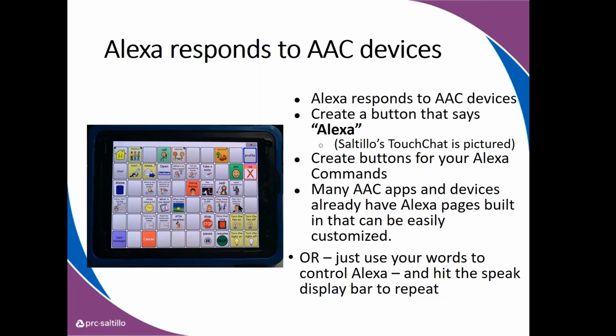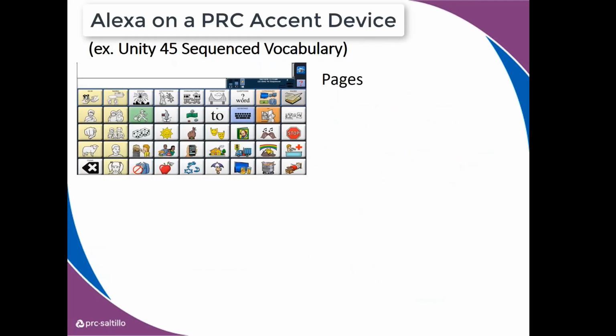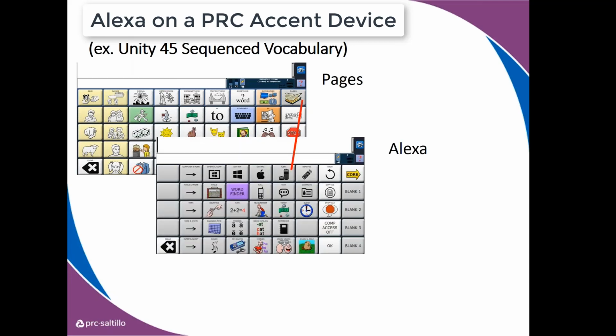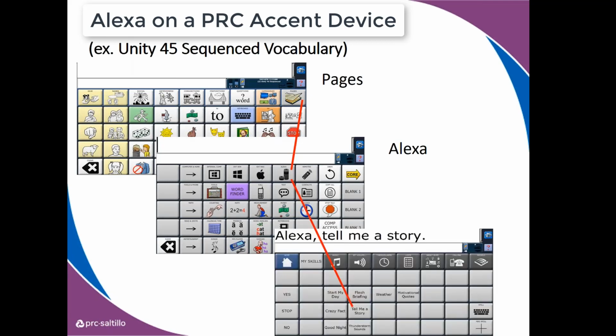Okay? All right. So what you saw here was a Saltillo device, but also, and Kirk, you might want to pop in and talk about, here's an example of some pre-built pages for Alexa on a PRC Accent device. Yes, for the Unity 45 sequence vocabulary, you would go to your pages, and then you have an Alexa page right there. And if you go to the next one, then you have a setup of all different types of tools and skills, music. These are all pre-programmed Alexa pages that come in the Unity 45 sequence vocabulary. Mm-hmm. Very cool.